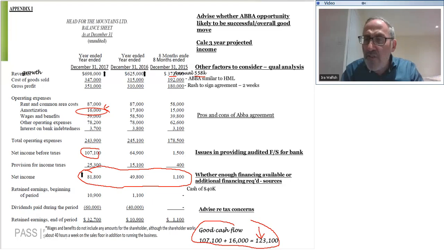So I was interested in seeing whether there'll be sufficient cash flow in the current business to help with a new business, should the new business have negative cash flow in the early years. That's why I did the cash flow calculation.